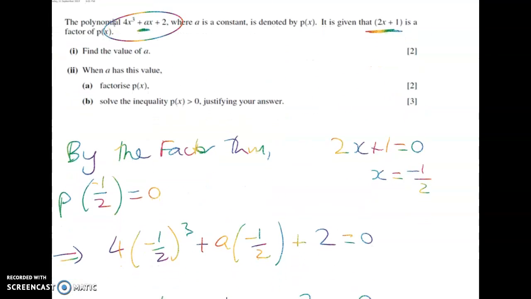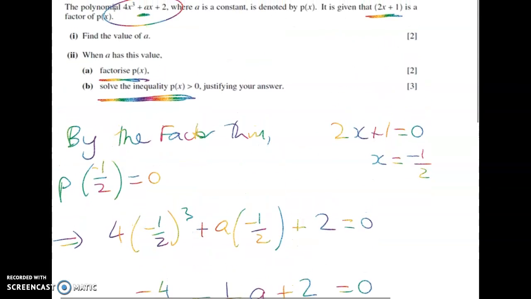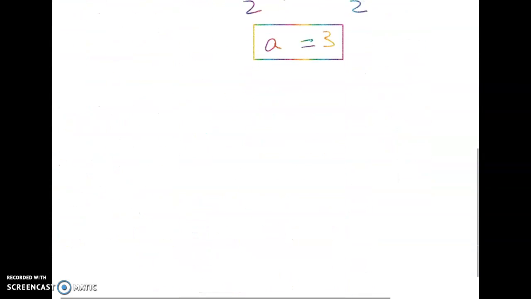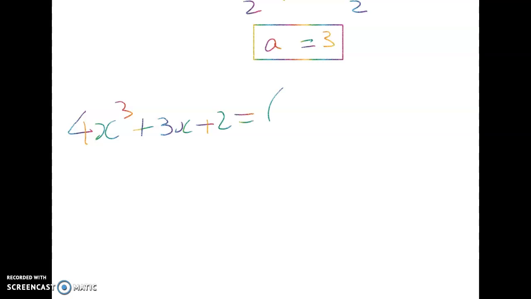Let's go and chuck that back into here, and now we're going to factorize p of x, and then we're going to solve this inequality. So it's 4x cubed plus 3x plus 2. So 4x cubed plus 3x plus 2 can be factorized as follows.